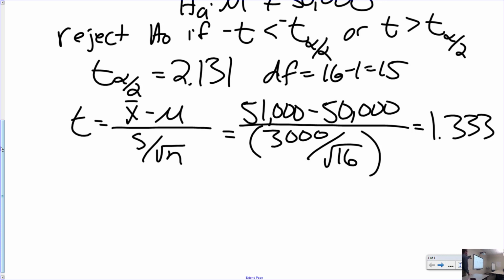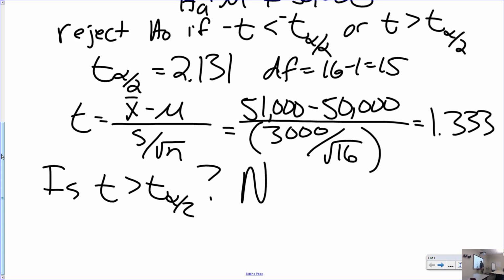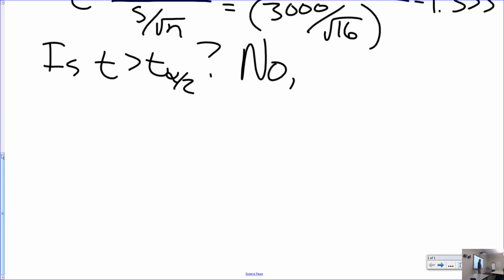So, is my t value greater than my t sub alpha over 2 value? No. And note, I did greater than because my t value is positive. If the t value had been negative, I would have done the whole negative side of it, which hopefully makes sense. Key here is that it is not, no. Therefore, we cannot reject the null hypothesis.